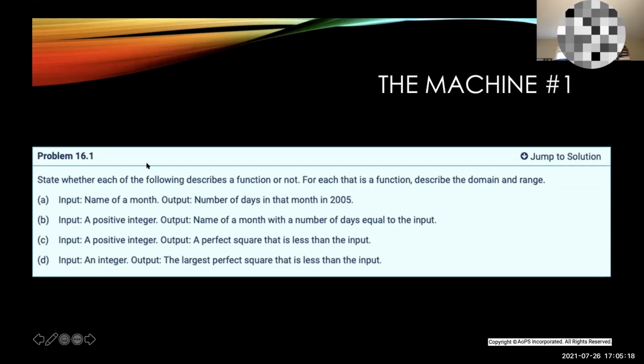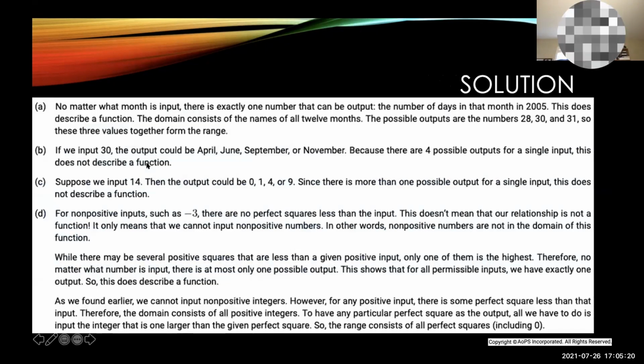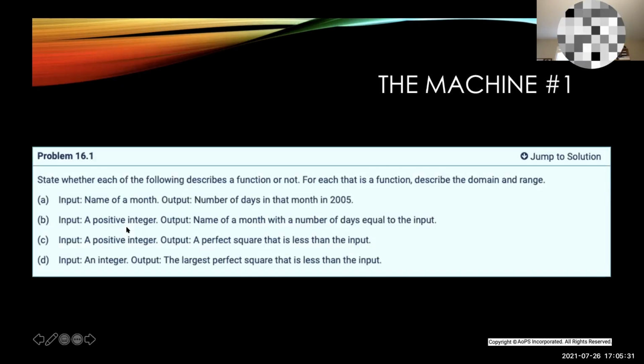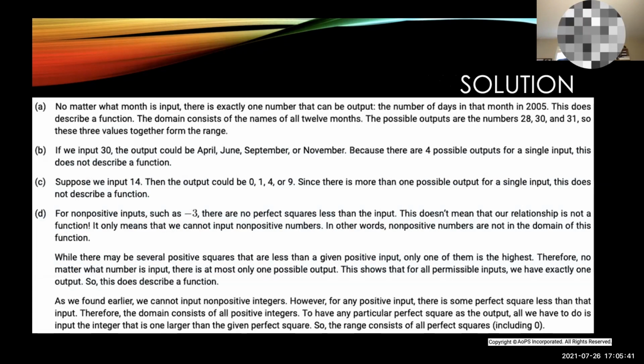Okay, that's enough time for this problem. For the first one, no matter what month is the input, there's exactly one number that can be the output. The case is the name of a month and the number of days in that month in 2005. Whatever month you put in, there's only one answer you'll get out. Therefore, it is a function.